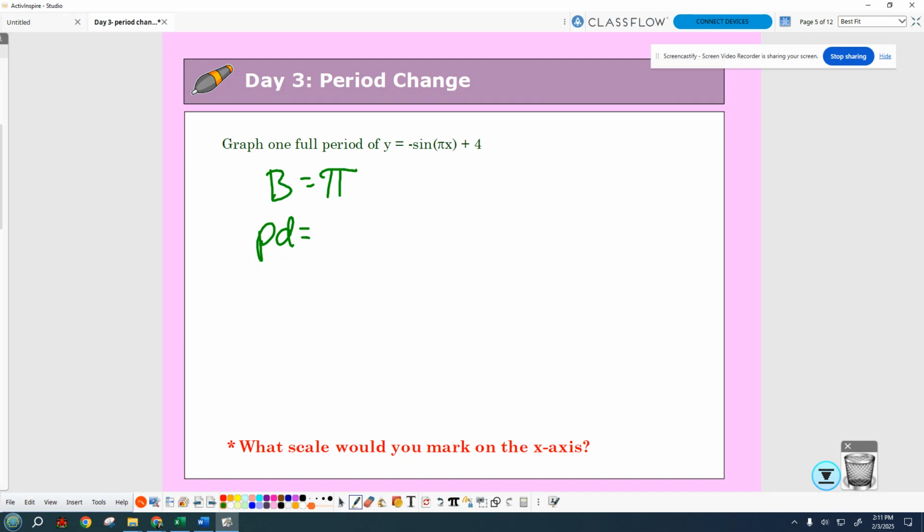So Wes, what is the period for this example? Normal period divided by the b value. 2, just 2, pi went away. So Santi, how far apart am I gonna space things on the axis? Wes, do you know? 1/2. The period cut into 4 pieces.